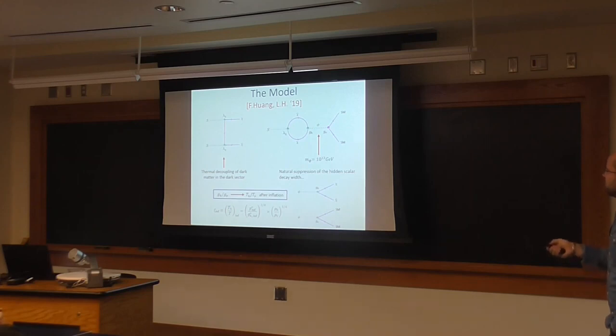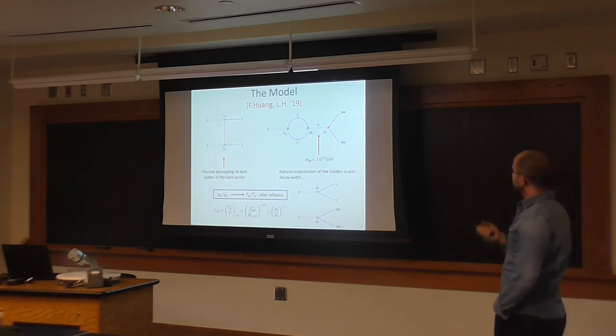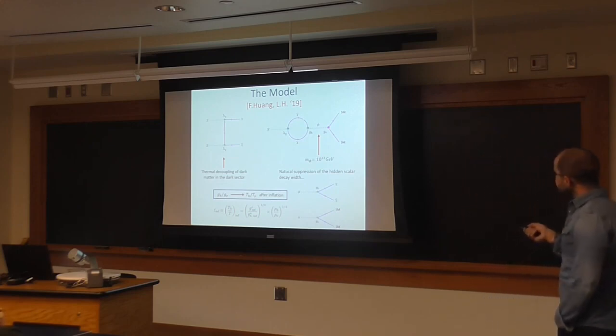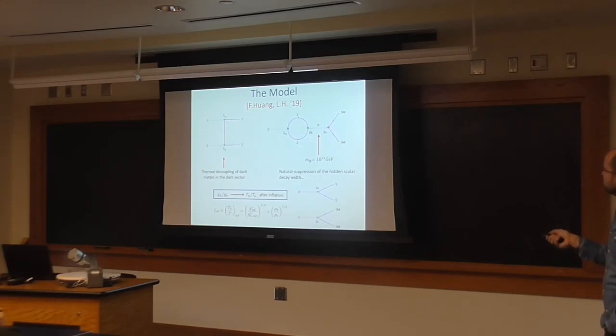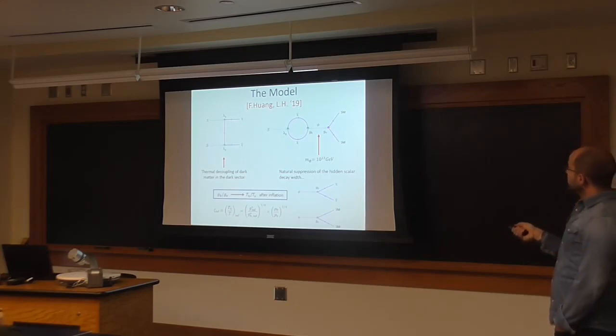So I have a dark scalar and a dark fermion interacting together so that you have thermal equilibrium on the dark sector side. And then the inflaton couples both to standard model fermions, whatever it is, something which is in thermal equilibrium with the standard model, and to the dark matter candidate. Then you see that this scalar can decay through an inflaton propagator into standard model particles, and this mass is very large, so it will suppress the lifetime of this guy.